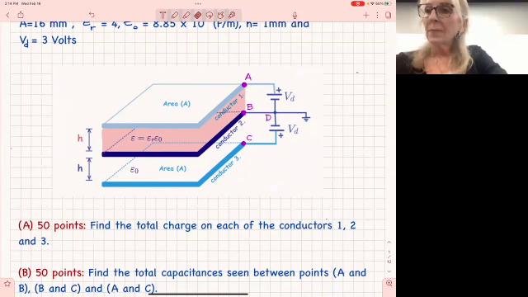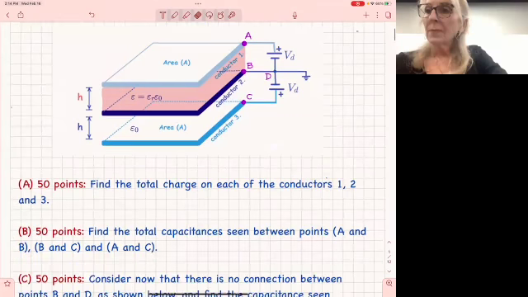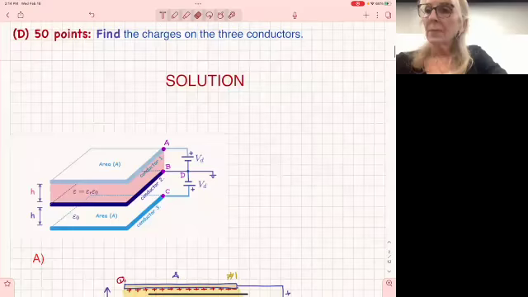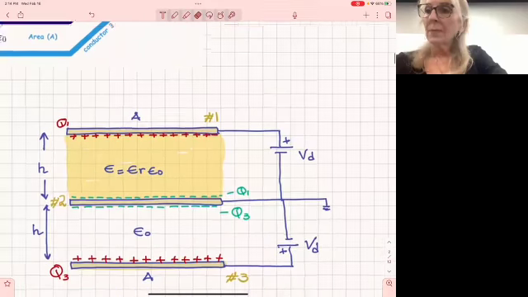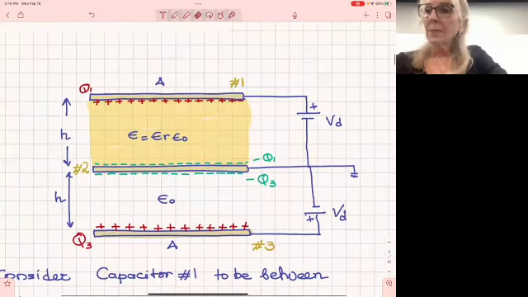So let's see what happens. First of all, we want to find out how many charges are now located on the various conductors. All right, so let's see. You have the positive pole of this battery connected to conductor 1, and therefore you have a plethora of positive charges.